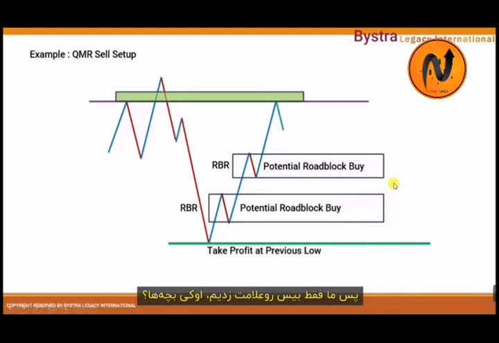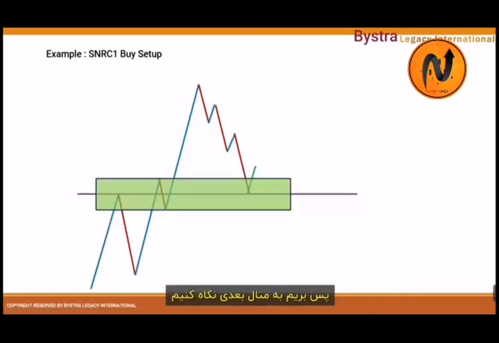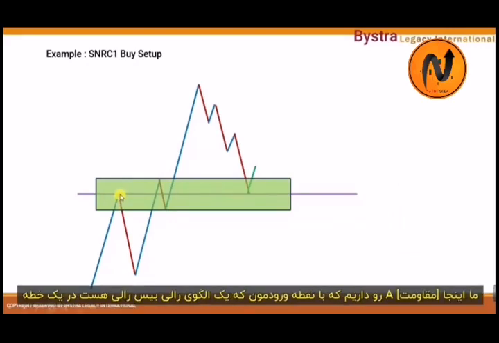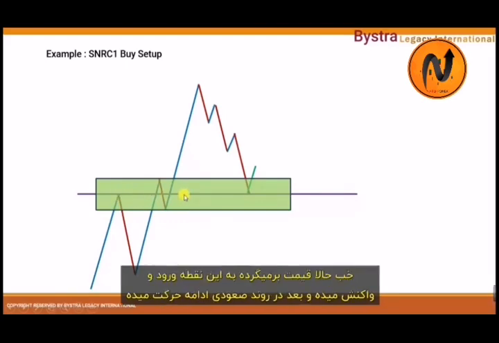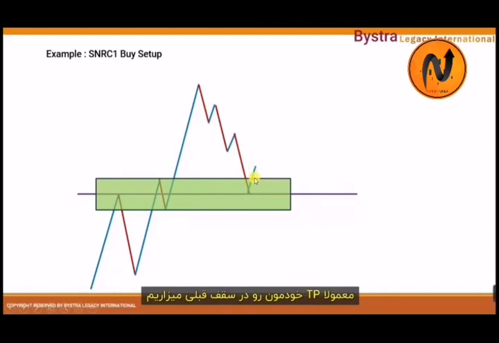Okay guys, let's have a look at the next example. Here is another SNR C1 buy setup. We have the capital letter A aligned with our entry point, which is the rally-base-rally. So we mark the base candle, and the capital letter A is in the base candle, which is our entry point. Now price comes back to this entry point, reacts, and then continues on the uptrend. Normally, we will set our take profit at the previous high.